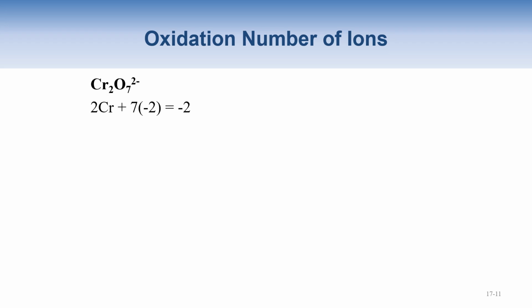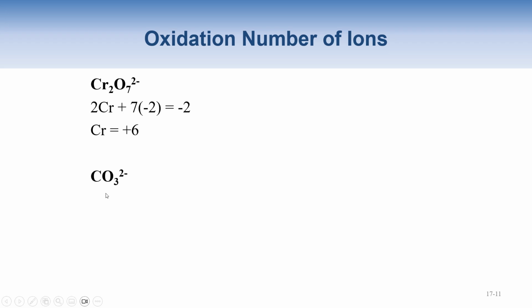So the oxidation number of ions. Here we have Cr2O7 2-. Now we have 2 chromium. We know that oxygen is going to be -2 because that's a rule, and we have 7 of those -2 oxygens. We're going to set this equal to the charge because a charge is listed. When we do the math, Cr is +6.